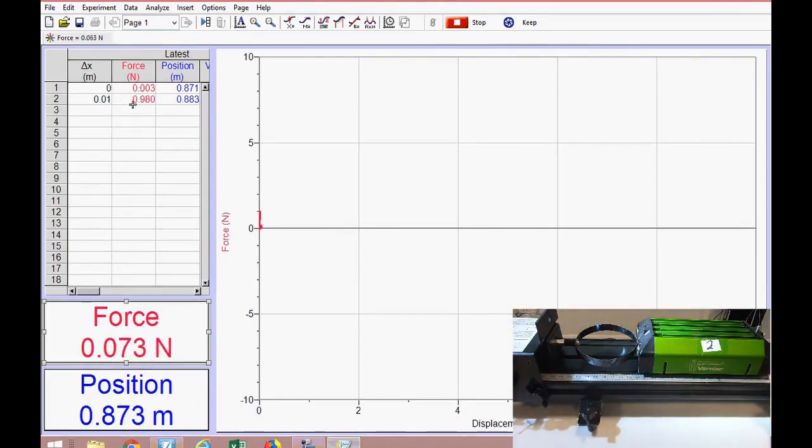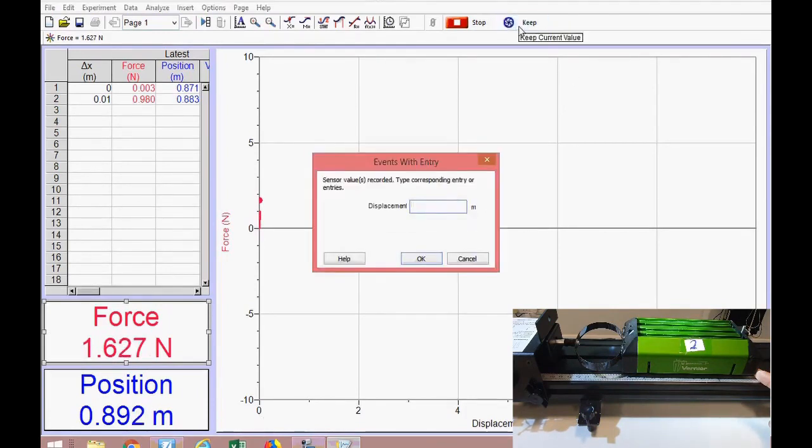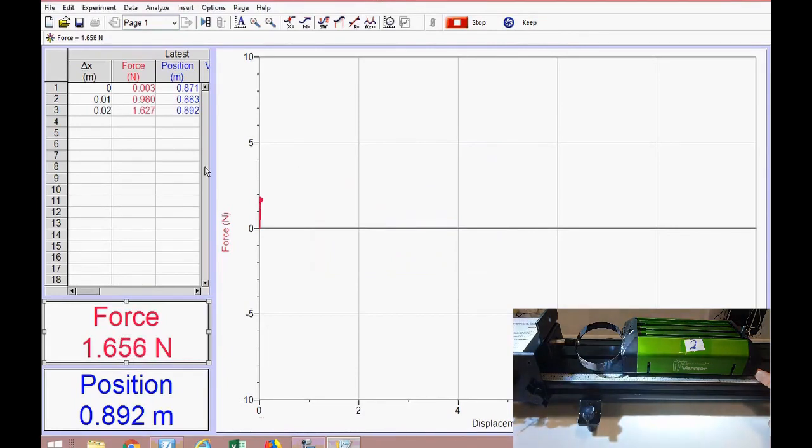You can see here I have two readings now. For 0, the force is this. For 1 centimeter, the force is this. Now I am going to compress it further, and definitely the force will increase. Now we compress this to another displacement, and I'm going to keep that value. See the value, it is 1.6. I'm going to keep that value, and enter the corresponding displacement. It is 0.02 meter, that means 2 centimeter.